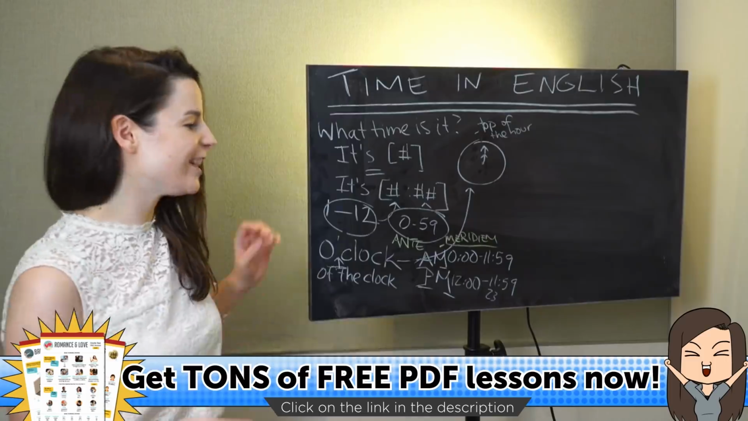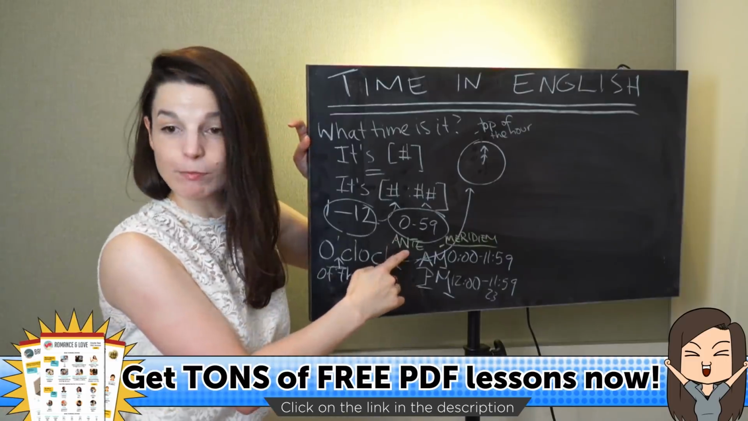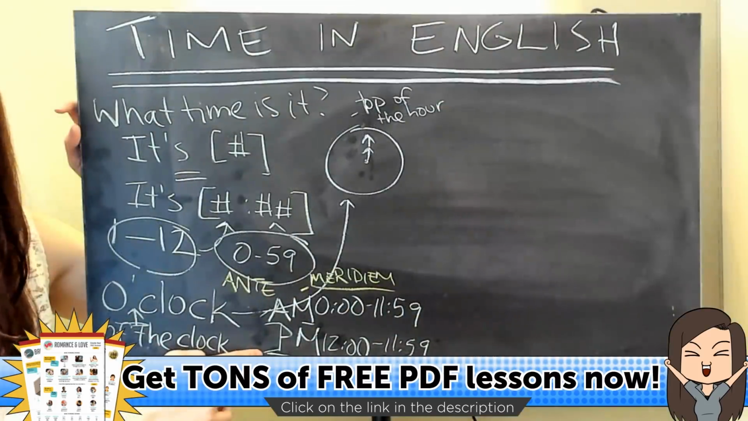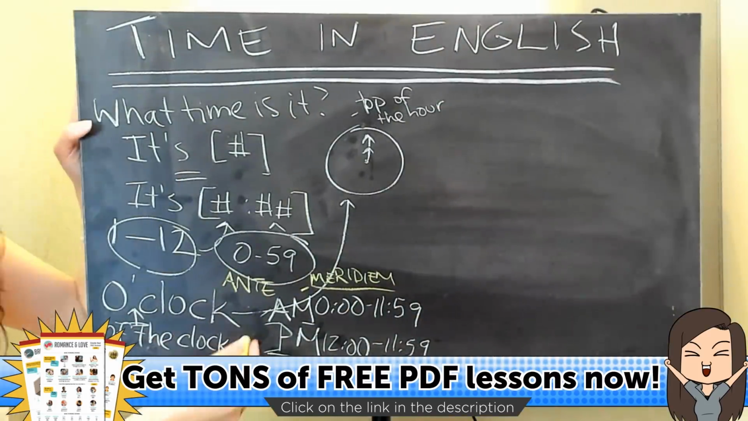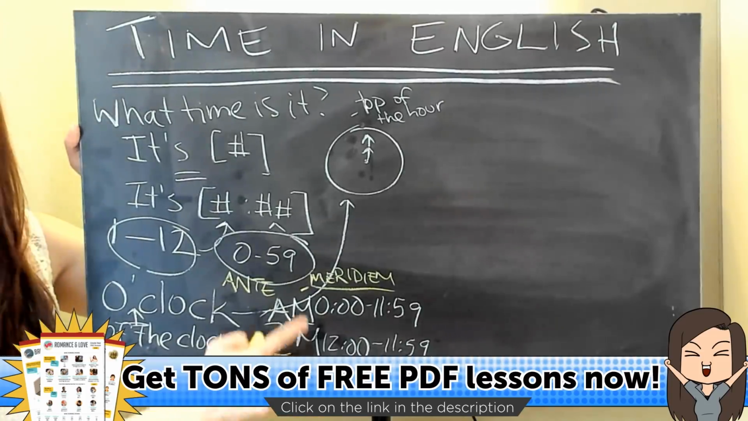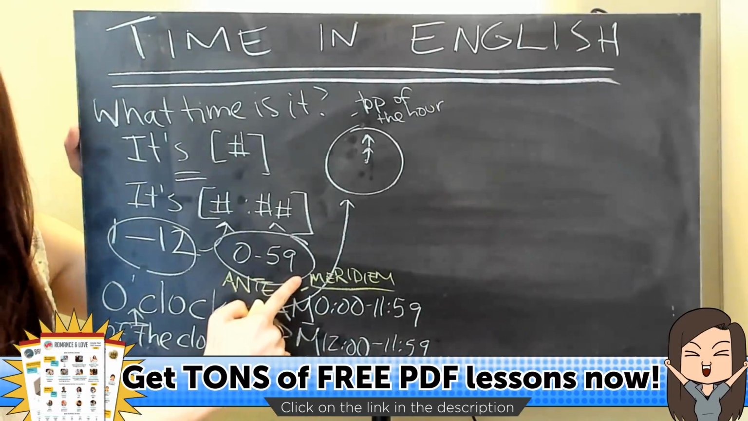Antemeridium. So we don't need to know this. But we still use AM and PM to mean that. AM and PM. Then what is P? So meridium stays the same. This M is still meridium with PM.